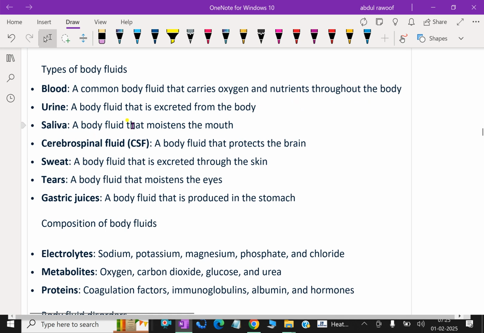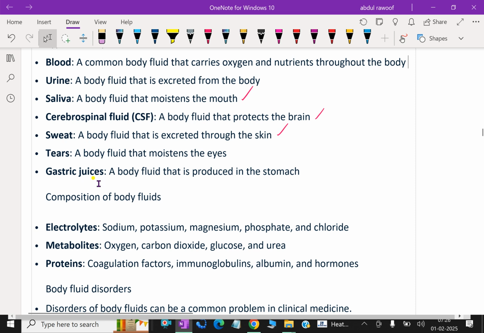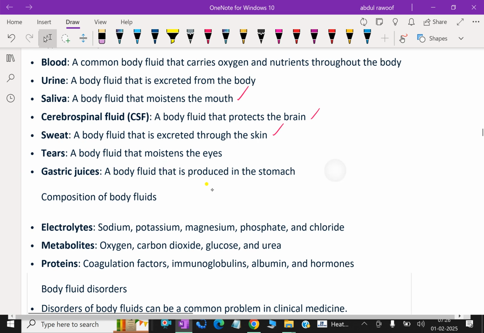Urine, a body fluid that is excreted from the body. Saliva, a body fluid that moistens the mouth. Cerebrospinal fluid, CSF, a body fluid that protects the brain. Sweat, a body fluid that is excreted through the skin. Tears, a body fluid that moistens the eyes. Gastric juices, a body fluid that is produced in the stomach.